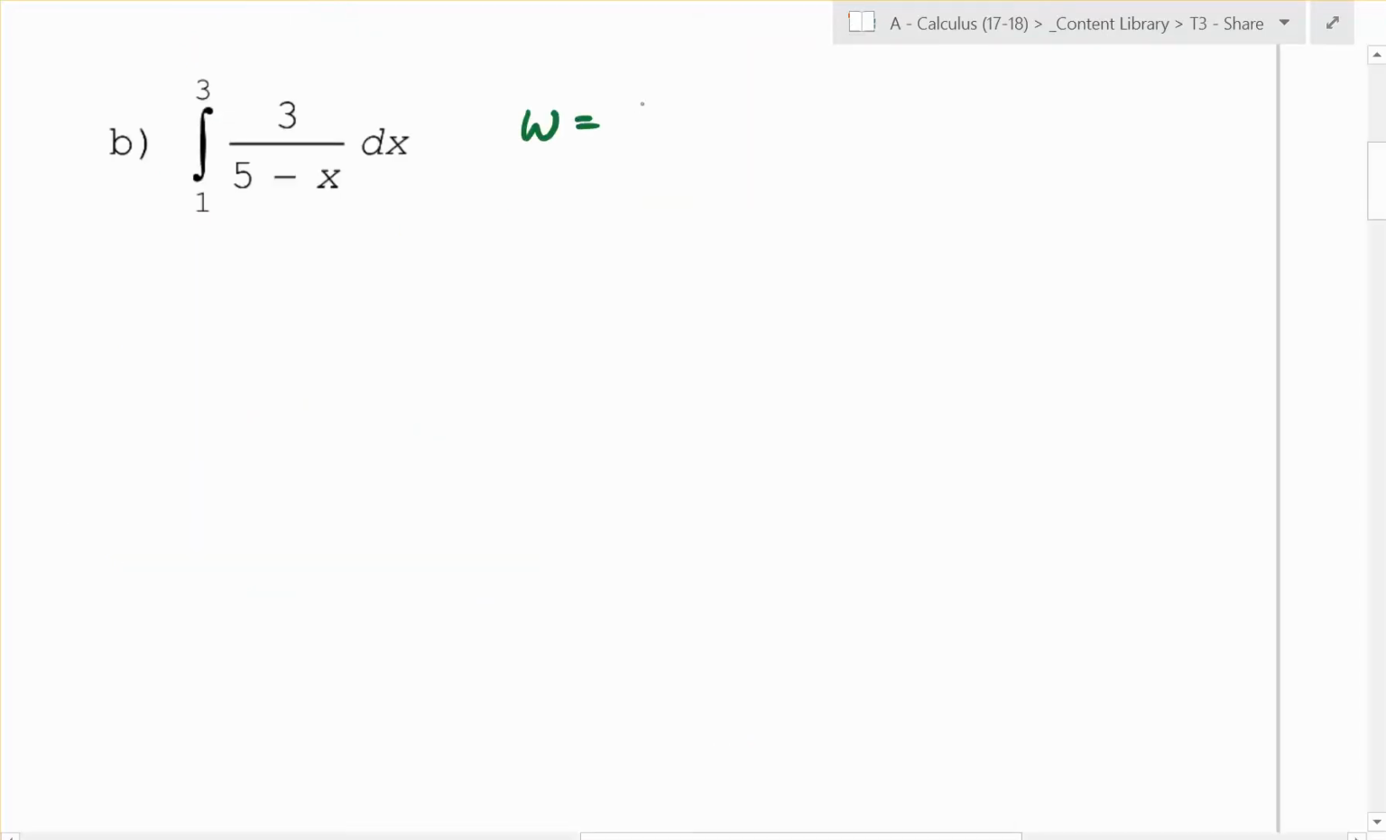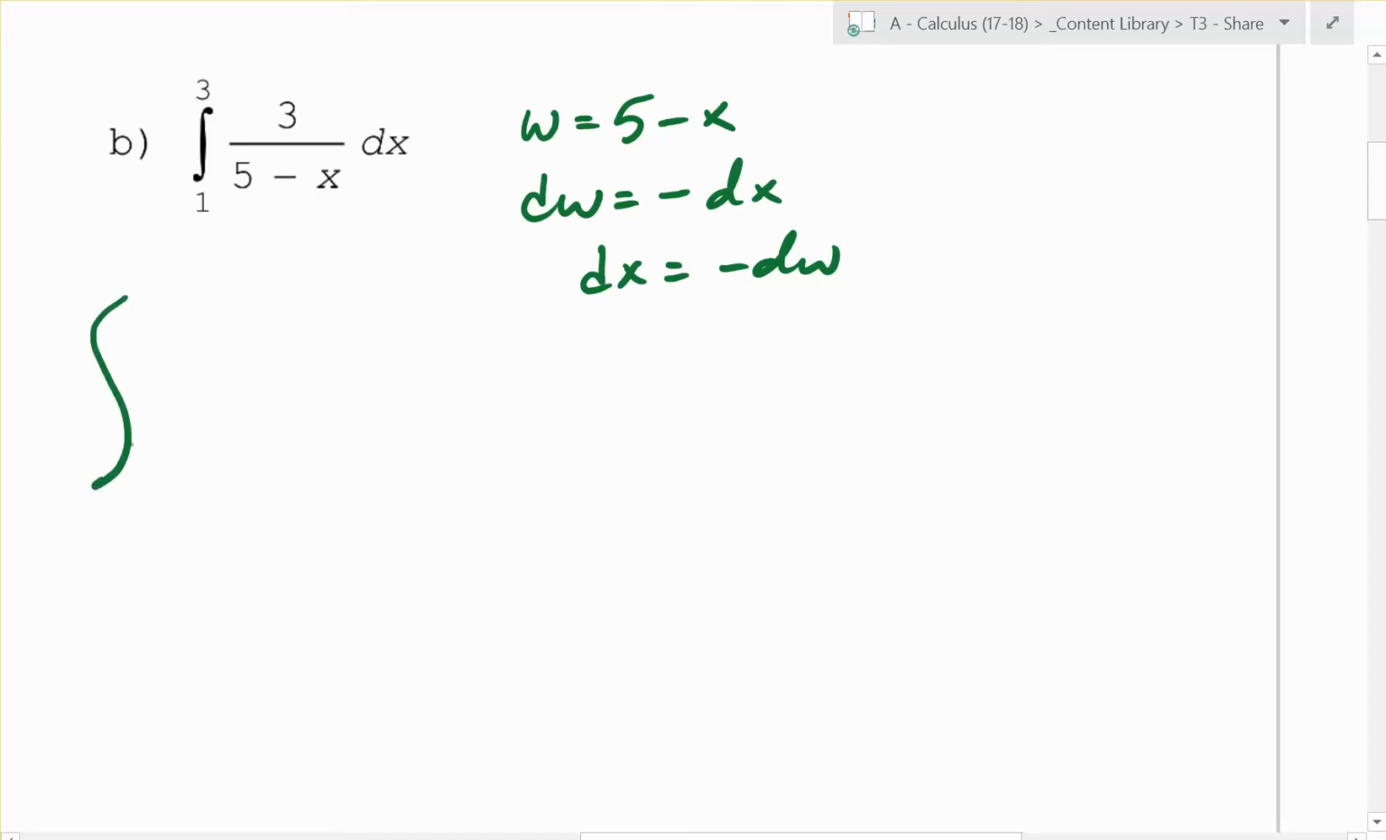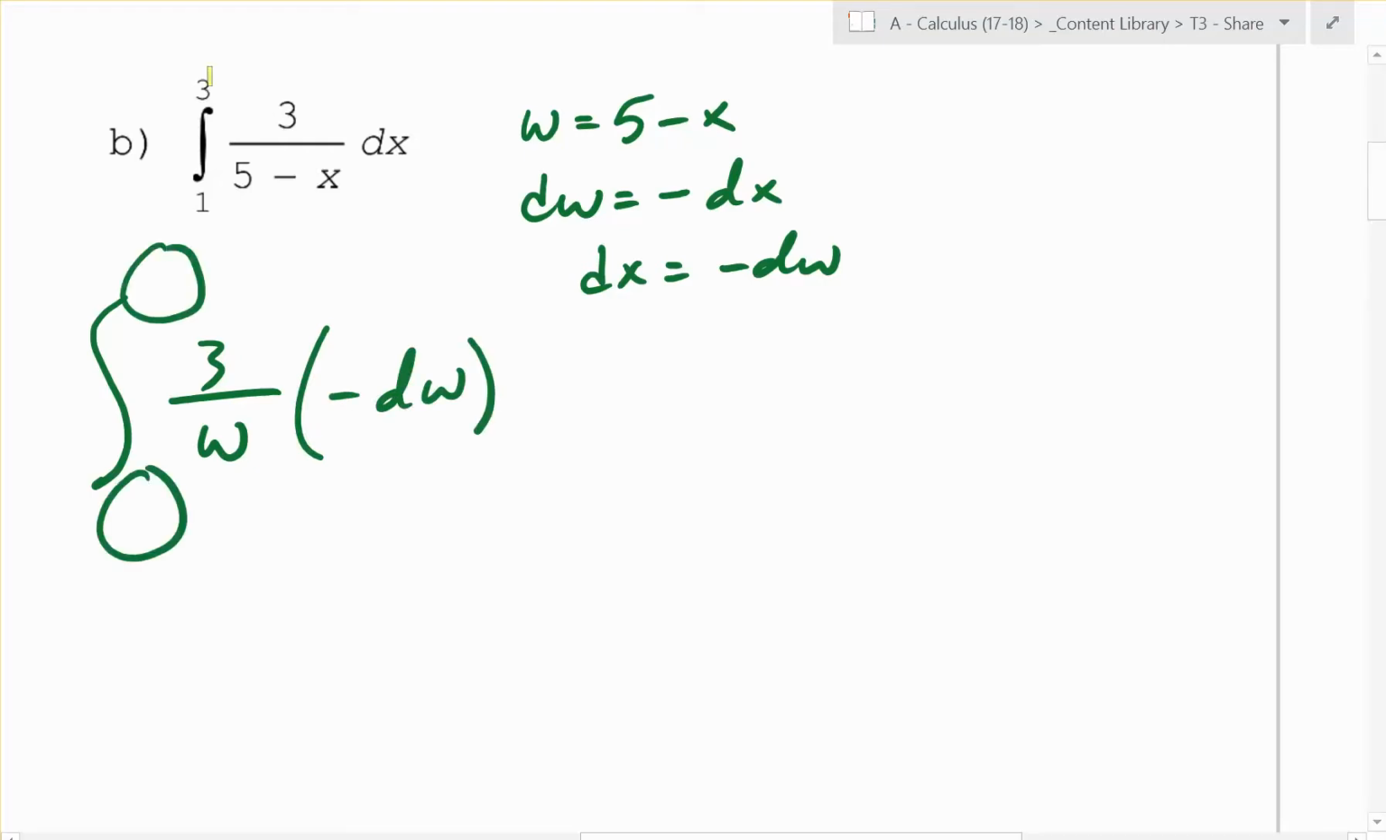In this case, w is going to be 5 minus x, so dw is going to be negative dx, because the derivative of 5 is 0, and the derivative of negative x is negative 1 dx. So what does that mean? It means that dx is equal to negative dw. Now we substitute the integral of 3 over w, and instead of dx, we write negative dw. And what are our new limits of integration? Well, we take 3 and plug it in, and we end up with 2, because 5 minus 3 is 2. And we take 1 and plug it in, and we get 4.